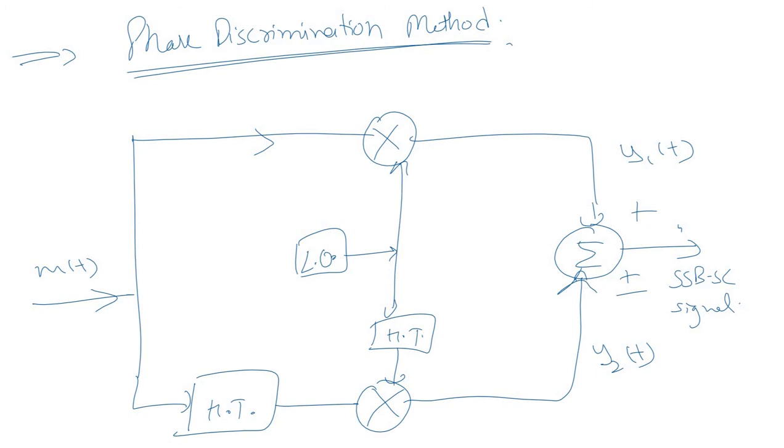We clearly have two branches here, the upper branch and the lower branch, with a multiplier in each. The inputs to the multiplier in the upper branch are m t and the carrier signal. Similarly, the inputs to the multiplier in the lower branch are the Hilbert transformed version of m t and the Hilbert transformed version of the carrier. Further, they are added or subtracted depending on the type of sideband to be retained. Now let us analyze this whole circuit.